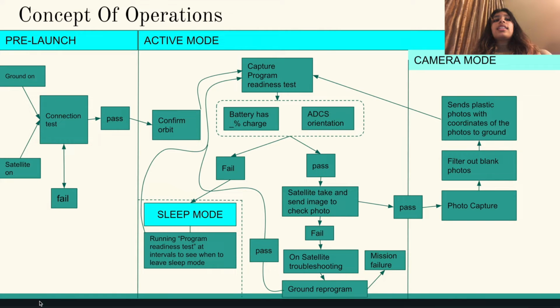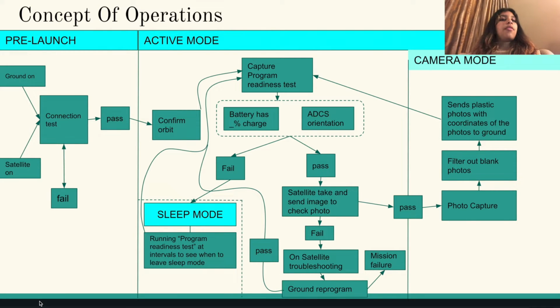The next thing we created was the concept of operations, which consists of 3 different modes: the pre-launch mode, active mode, and sleep mode. The pre-launch mode consists of a connection test, which tests that the satellite and ground are connected. Once our satellite passes the connection test, we move on to active mode, where it actively takes photos of plastics in the ocean. After the orbit is confirmed, we run our capture program readiness test, which makes sure the battery has enough charge and that the ADCS orientation is correct, such as the camera is facing the ocean, etc., to complete our mission. Once it passes that, the satellite takes an image and sends it to ground to check that the photo system is working.